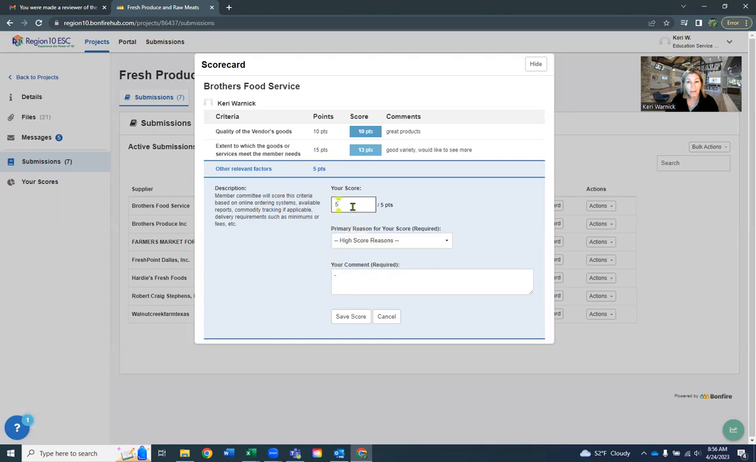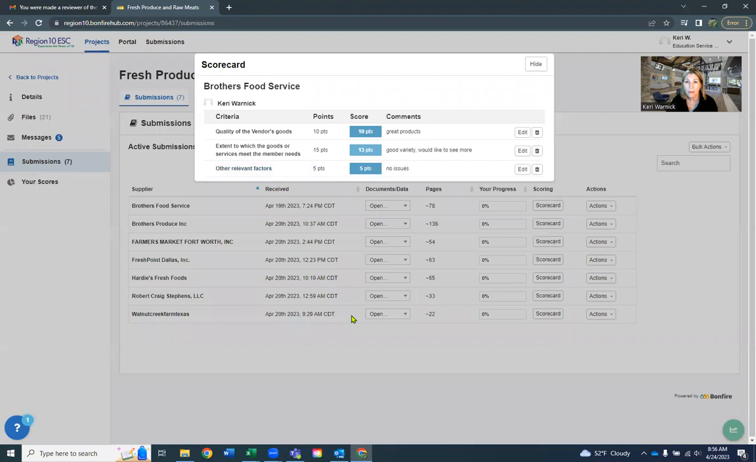So I'm going to go ahead and put high score there. You know, this has been a good company in the past to work with. No issues. That could be another thing. Maybe there hasn't been any kind of issues in the past. So other relevant factors can be a variety of things. I'm going to save my score. And now I have scored all three.